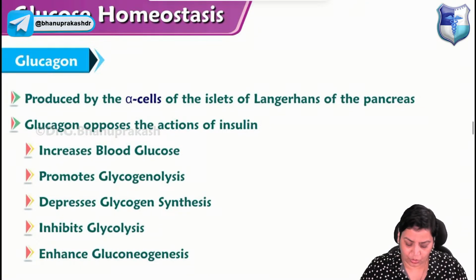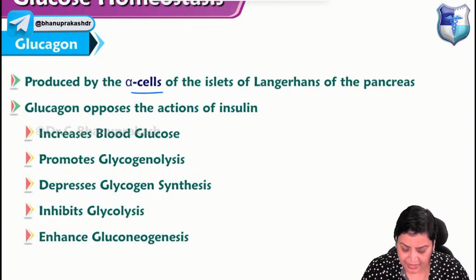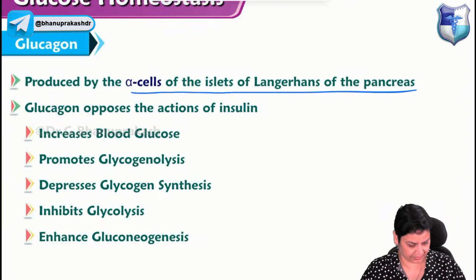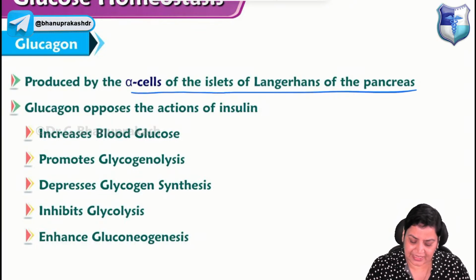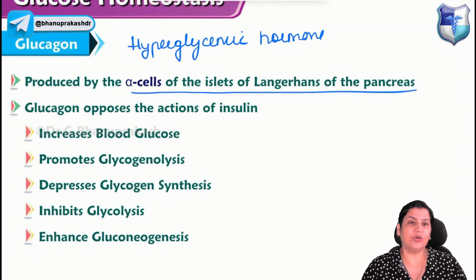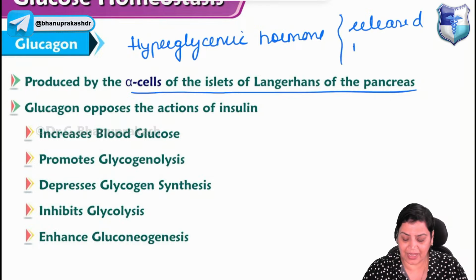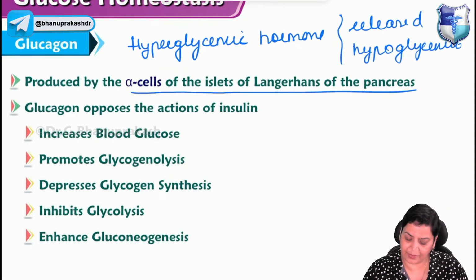Coming over to glucagon. Glucagon is released by the alpha cells of the pancreas. Since that was a hypoglycemic hormone, glucagon is a hyperglycemic hormone. So why is glucagon a hyperglycemic hormone? Because it is released during hypoglycemia.